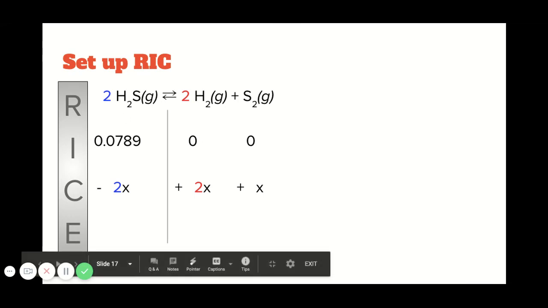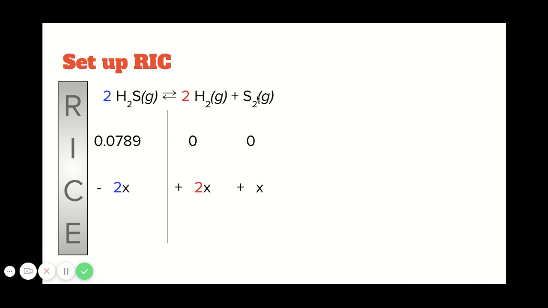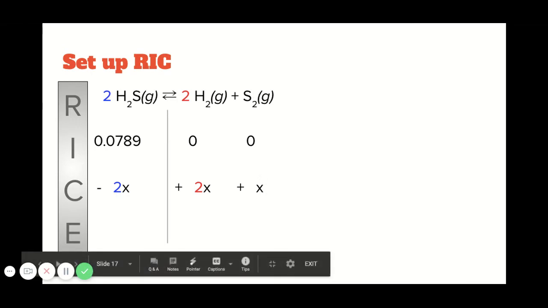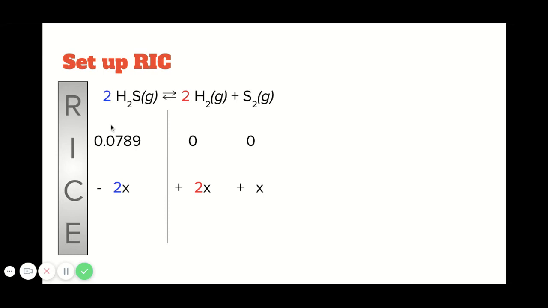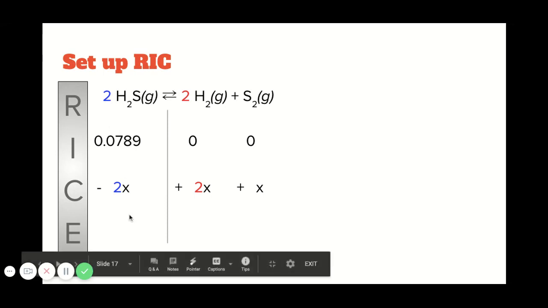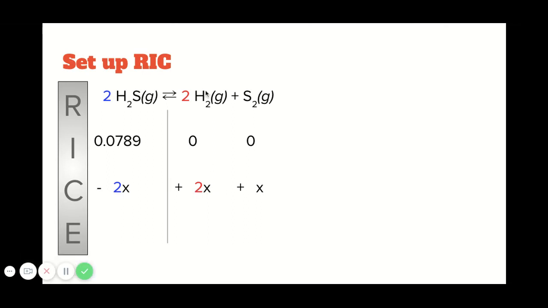How do I know how much has moved? I don't know how much has moved, but I do know that the amount that the H2S moves is going to be twice as much as the amount that the S2 moves. So I use the coefficients to figure out how big the motion is. So the coefficient is 2. For every 2x that I lose, I create 2x of H2 and 1x of S2. This is the only place in the RICE table where I use the coefficients.